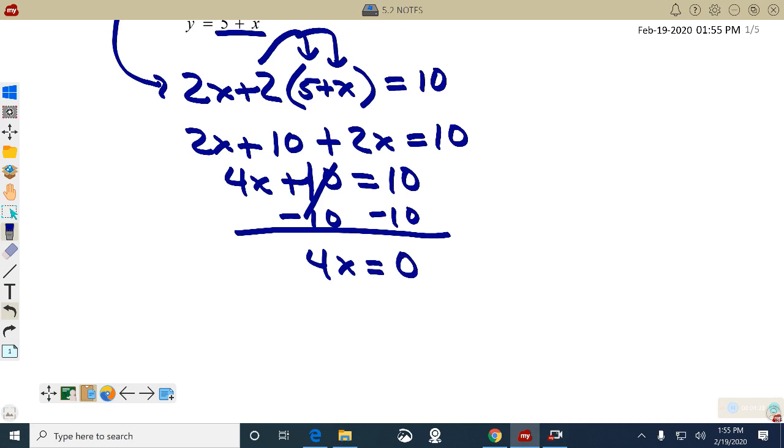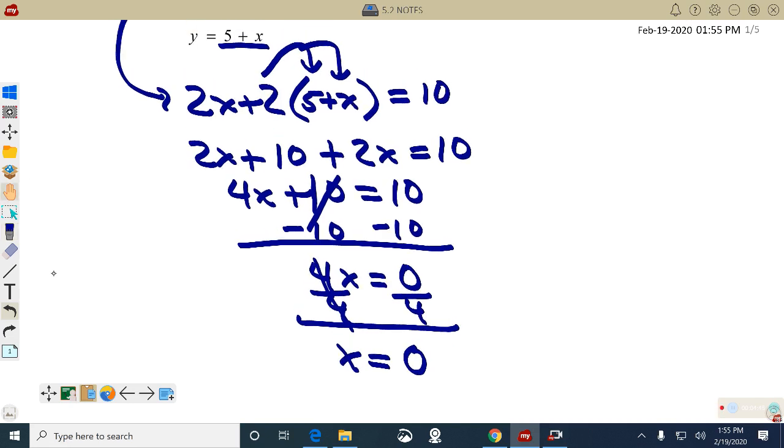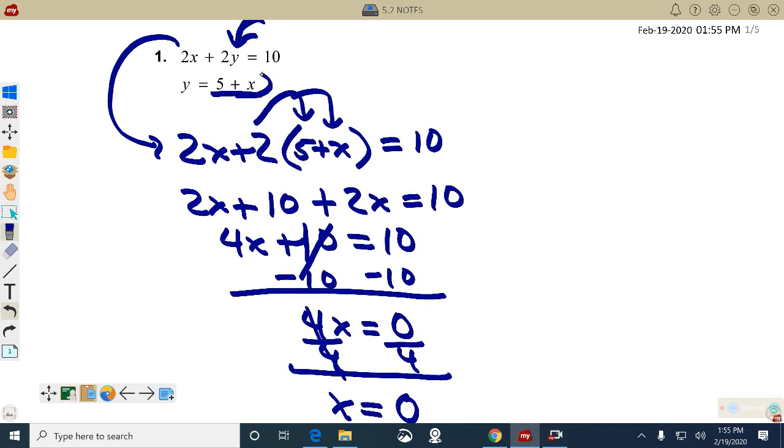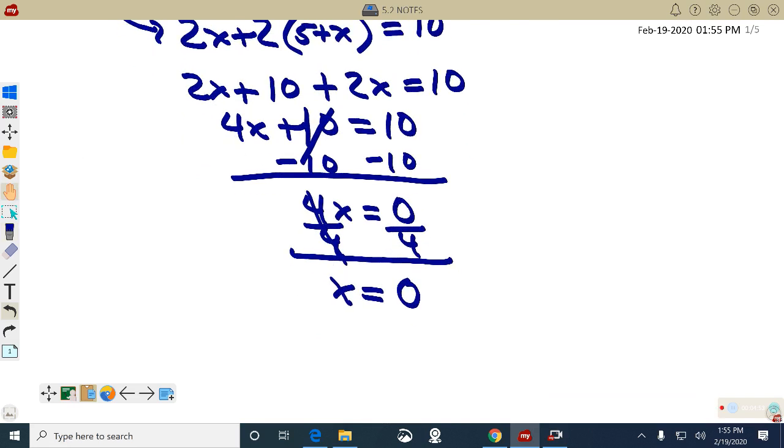Let's get x by itself. Divide both sides by 4, right? Look at x is 0. I just did what Miss Huerta read. I substituted y. Look at y was 5 plus x. I put it into the first equation and I solved for x. Look at, I know what x is now. X is 0. Ibarra, can you read step 3 for me now?